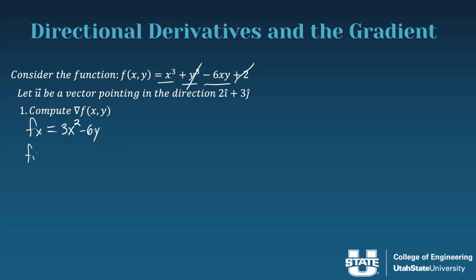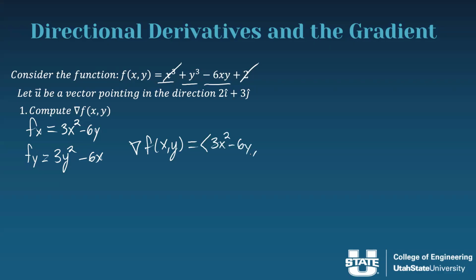Awesome. So then our f sub y: this time the x cubed goes away. We get a 3y squared. And then we have a minus 6x, and the 2 goes away still. That means the gradient of f is the vector (3x squared minus 6y, 3y squared minus 6x). Cool? Okay.